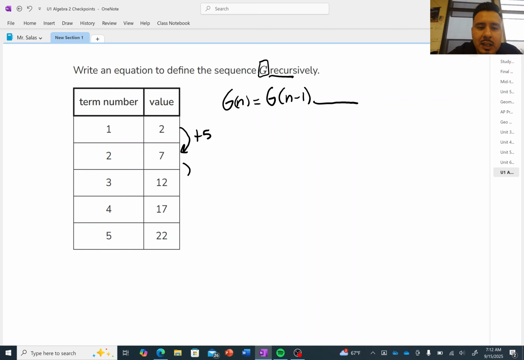Let's see, does that work for the next part? 7 plus 5, that gives me 12. That works. 12 plus 5 gives me 17, and then so on, right? So this does work. So that means my pattern is going to be plus 5.